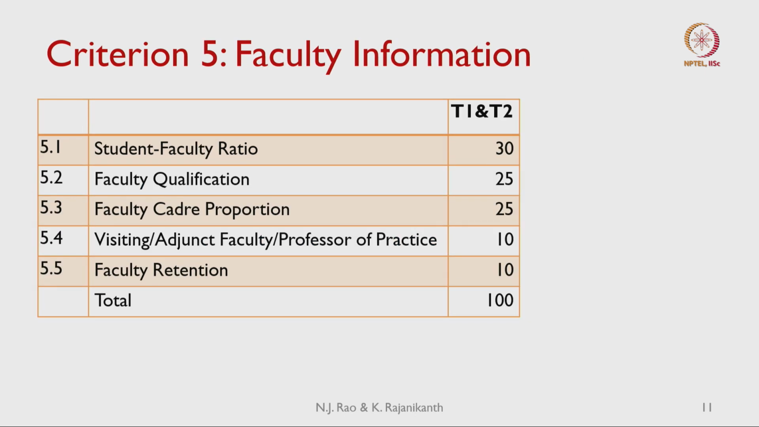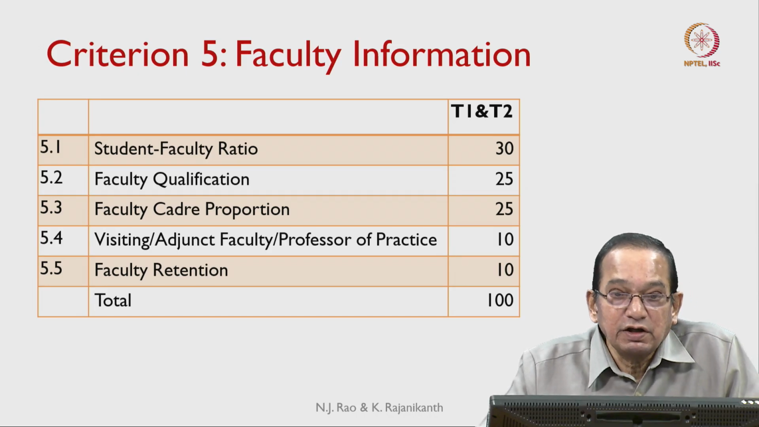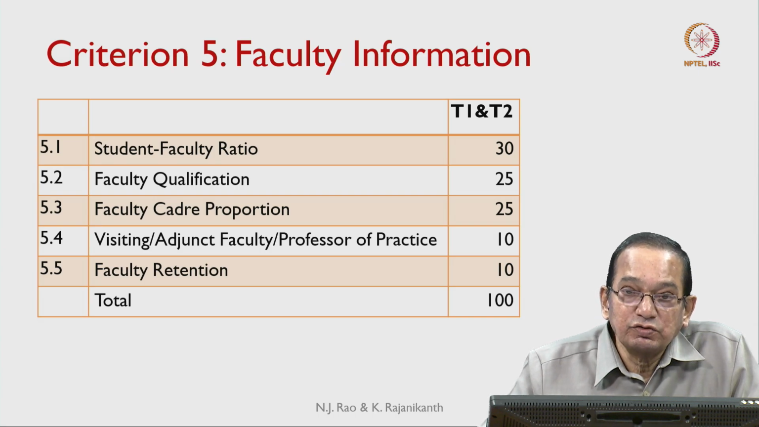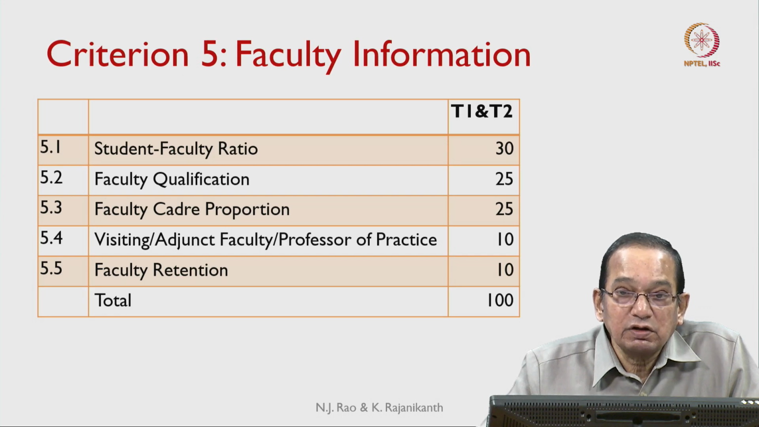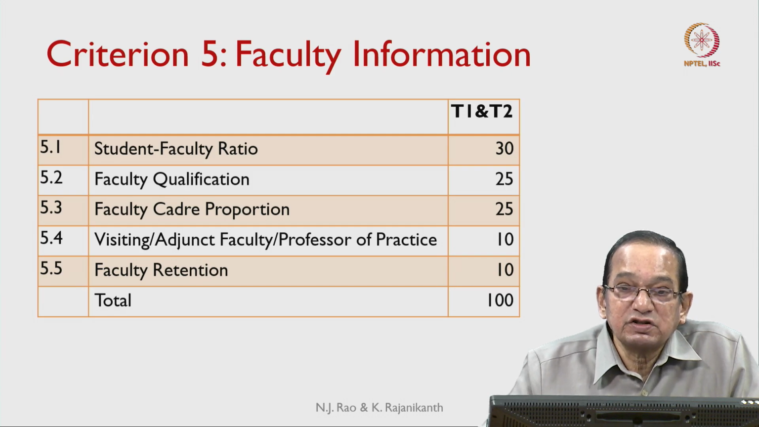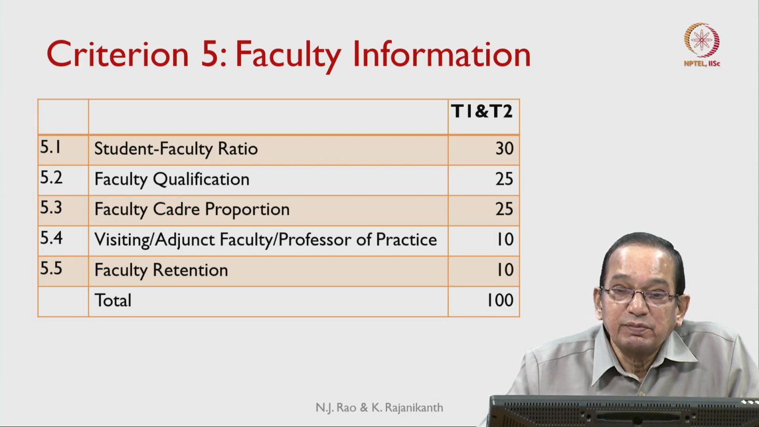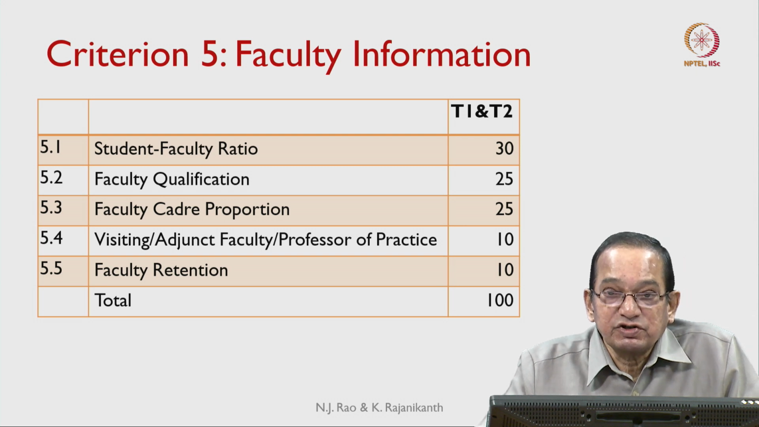Then faculty information is the next criterion. This is also mostly data. Student faculty ratio, there are several guidelines on how this has to be computed. We discussed that in great detail. What are the guidelines for determining the student faculty ratio? In the earlier SCRs, there was no concept of a cluster, but that is a major change introduced in the present accreditation framework, that is a department and its related departments could form a cluster.